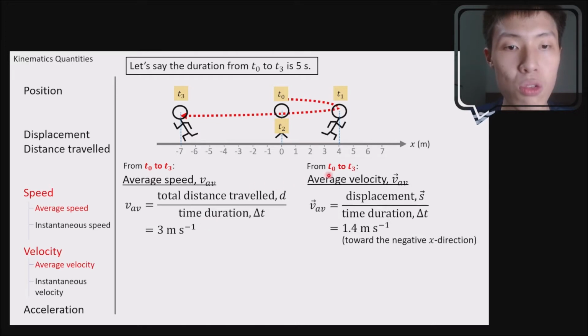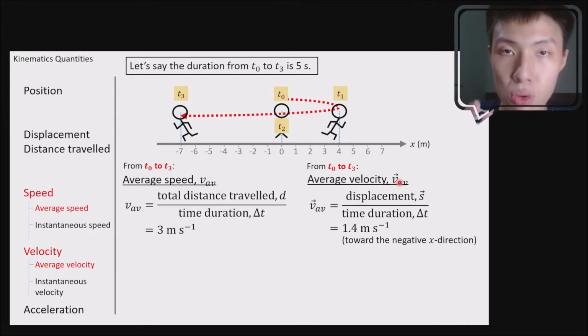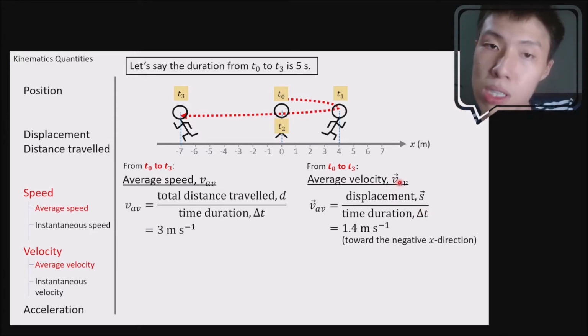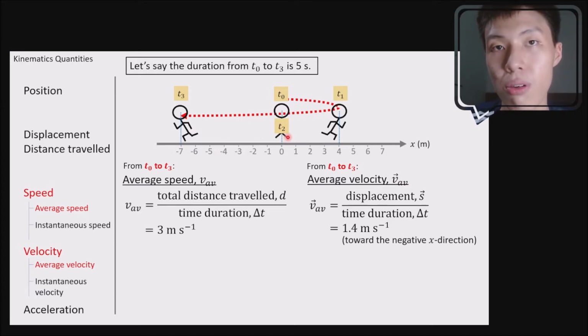Okay, and we will also be discussing the average velocity from t0 to t3. For average velocity, we take displacement, which is vector s, divided by the time duration. Again, when we talk about displacement, it's always the initial and final positions that we care about. We don't care about how it happens in between. So our initial moment is t0, so our initial position is x0, and our final moment is t3, so our final position is x3 over here.